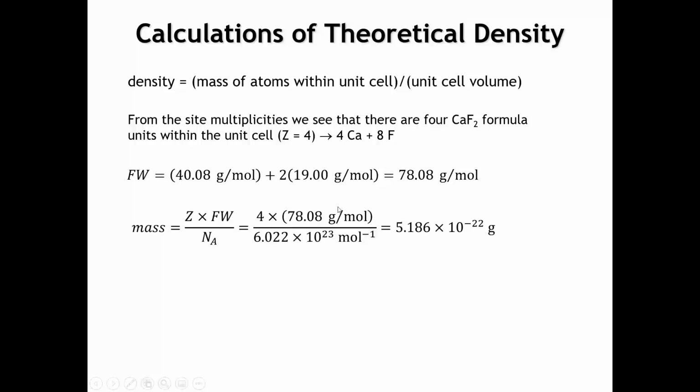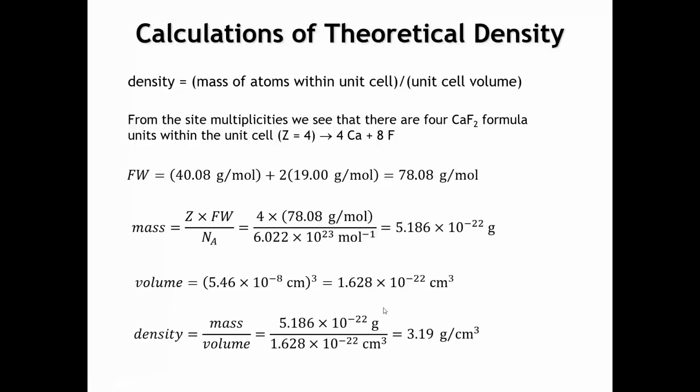And then, we don't have a mole here. We have individual atoms, so you have to divide by Avogadro's number. When we do that, we get about 5.2 times 10 to the minus 22 grams is the mass of the atoms in one unit cell. The volume of the unit cell is pretty easy to calculate. We know the length of the unit cell, 5.46 angstroms, or 5.46 times 10 to the minus 8 centimeters. Let's cube that, and that will give us the volume of the unit cell. And then the density is just the mass divided by the volume, and here that would be 3.19 grams per centimeter cubed. That's the density of a calcium fluoride crystal.